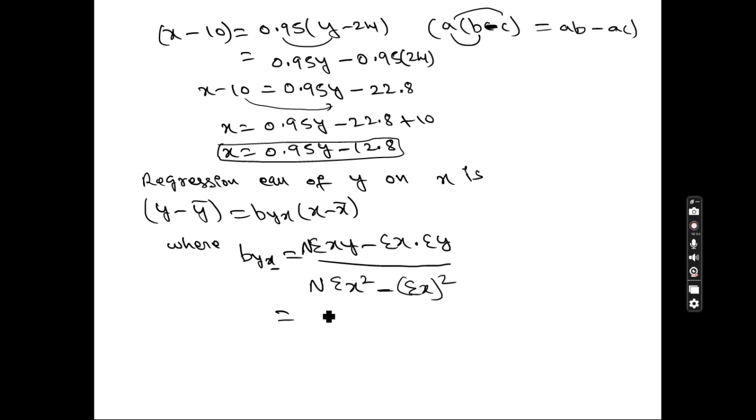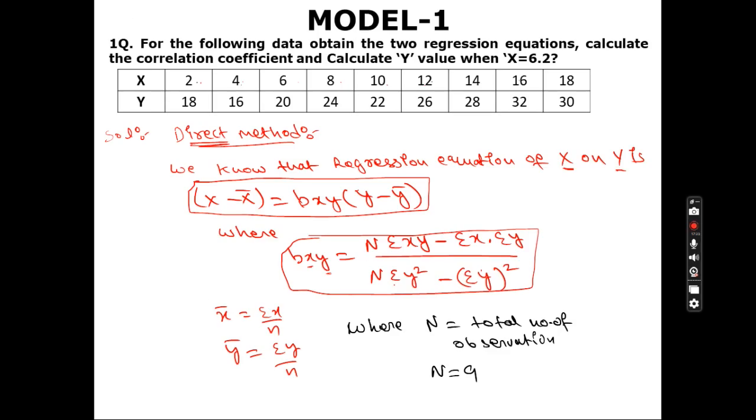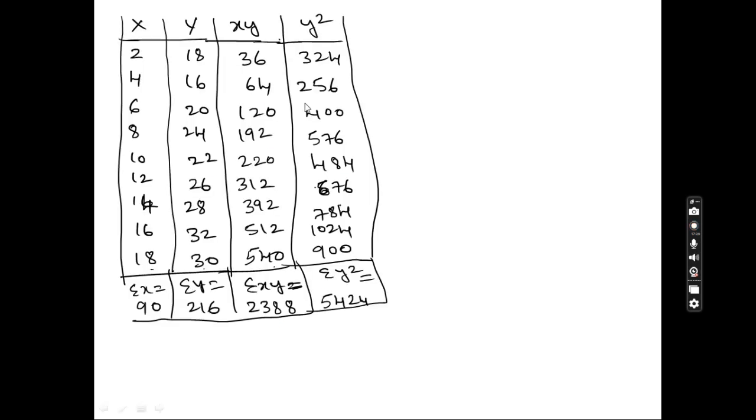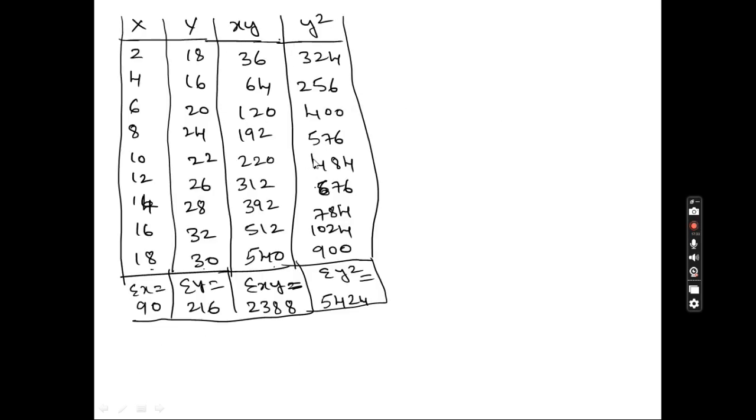So the numerator is nothing but 9 into 2388 minus 90 into 216, divided by the denominator. The numerator will be the same as what we got in x on y, but the denominator will be different. So 9 into 1140. Now remember, we need to go to the table. What is required here? The x square total is required. It is not there, so we need to do x square also.